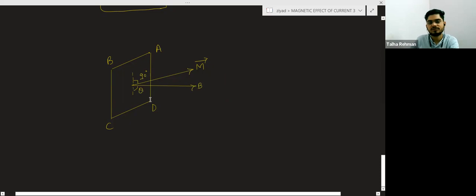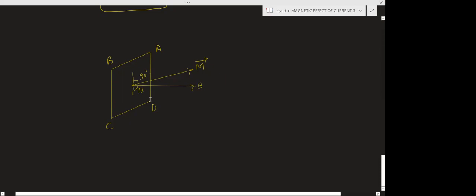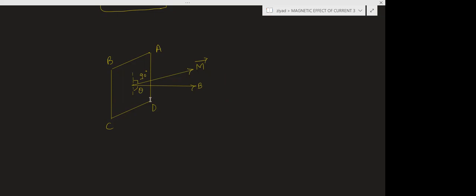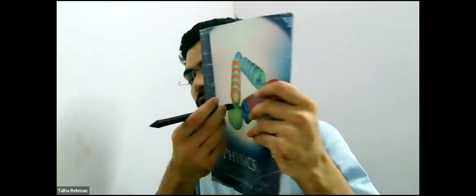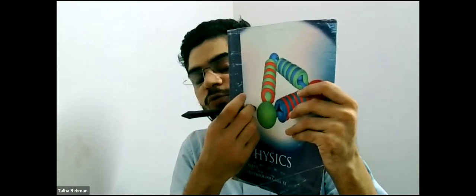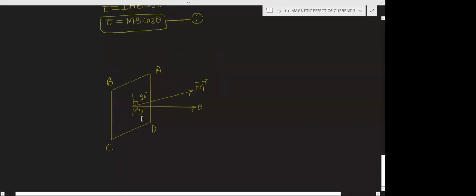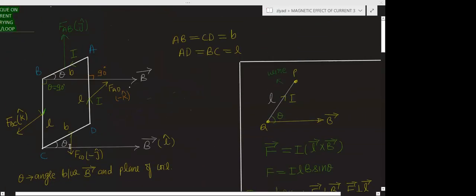Ziyad, getting this thing? Sir, can you repeat it again, sir? Actually, the concept of magnetic moment should be clear. See here, this is your coil, and I have told you the direction of the magnetic moment will always be perpendicular to the plane of the coil. So this pen is representing the magnetic moment. The magnetic moment will always be perpendicular, and the magnetic field is making an angle theta with the plane of the coil. Simple.